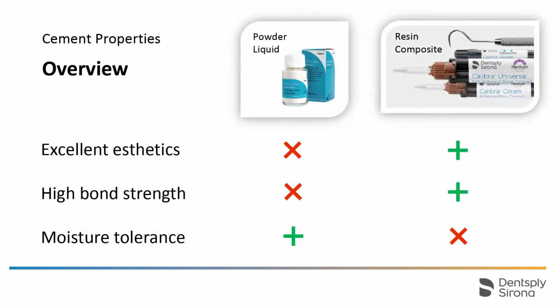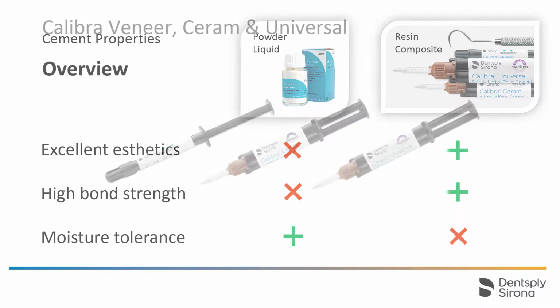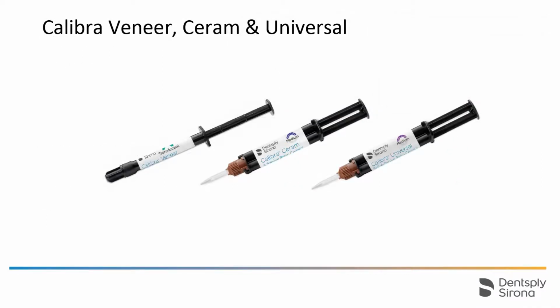In summary, it can be said that powder liquid cements on the one hand and resin cements on the other hand have diametrically opposed characteristics. Resin cements have ideal aesthetic properties and high bond strengths, but don't tolerate moisture. Powder liquid cements behave in exactly the opposite way. Resin cements are practically divided according to the type of bond and curing mechanism. Calibra cements from Dentsply Sirona can be considered as representative here.